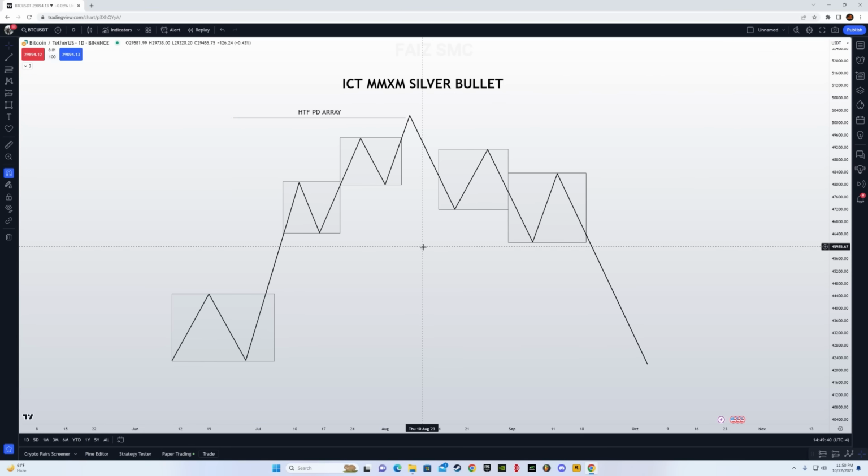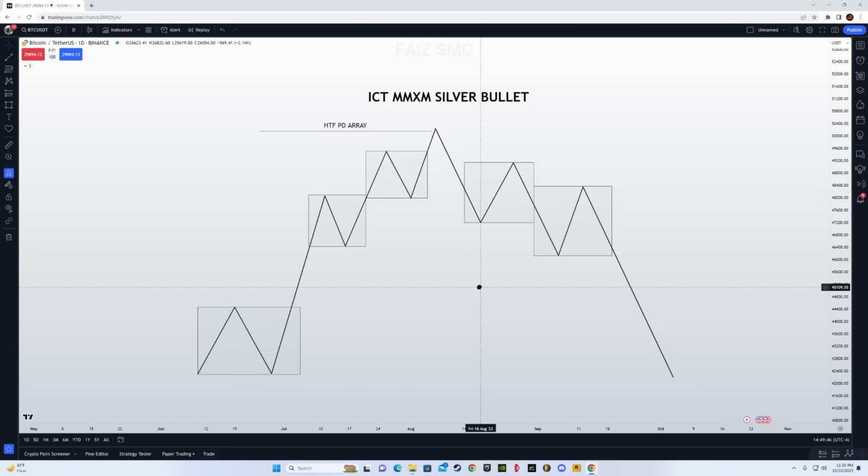Okay, so we mark out a high time frame PD array and we wait for price to come back into our high time frame PD array. Once price does that, we don't want to look at anything else, but we want to look at the original consolidation. We need to identify the consolidation phase that occurred before price came into the PD array. So over here, you can see we have a consolidation phase right here.